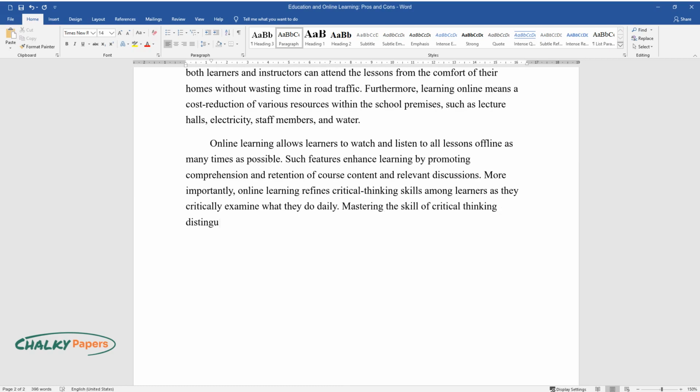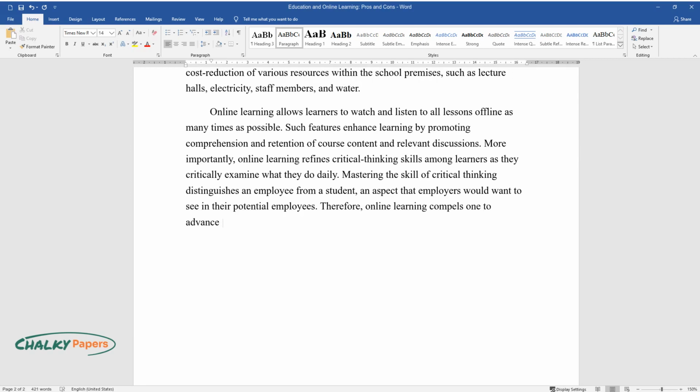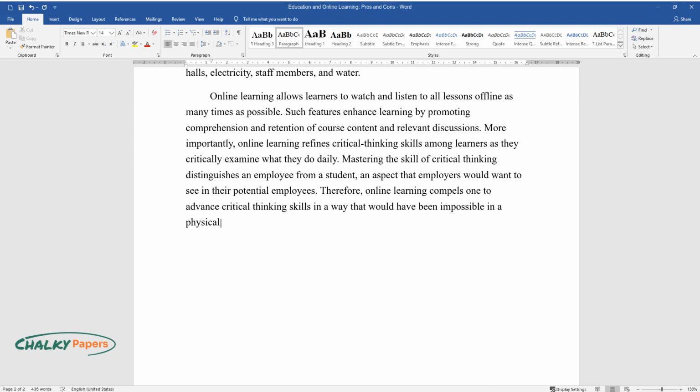Mastering the skill of critical thinking distinguishes an employee from a student, an aspect that employers would want to see in their potential employees. Therefore, online learning compels one to advance critical thinking skills in a way that would have been impossible in a physical class setting.